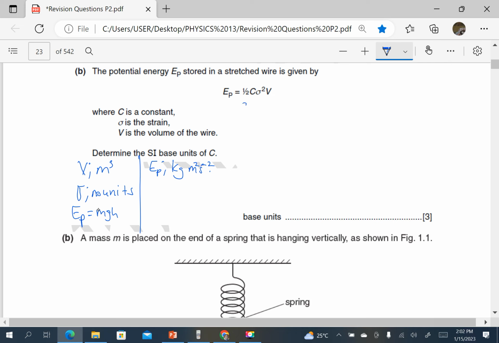So I make C the subject here. C is going to be twice E potential divided by sigma squared times V. So the base units of C are going to be, we ignore the 2, kilogram meters squared s to the power -2, divided by sigma which has no units so we ignore it, and V is volume, that is meters cubed. So meters squared over meters cubed, we subtract the powers. So it is 2 minus 3, which is -1. Therefore, this will be kilogram per meter per second squared.